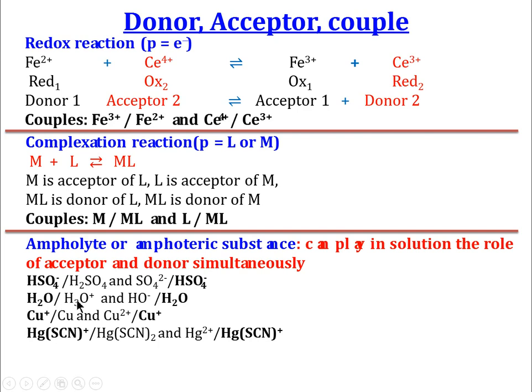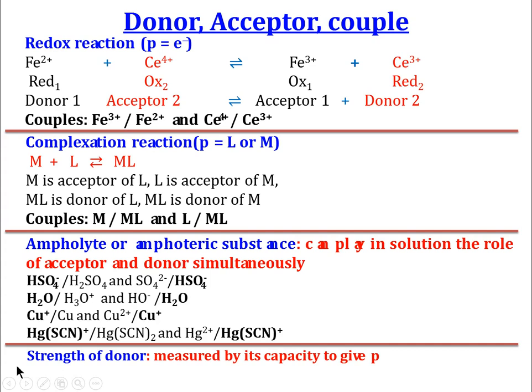Consider the two couples H3O+/H2O and H2O/HO-. H2O is acceptor of H+ from H3O+. In the first couple H2O is acceptor. In the second couple, H2O is donor. So H2O is acceptor in one couple and donor in another couple. So H2O is an ampholyte. And we will treat the ampholyte in the redox and also in the complexation. All will be discussed later in the corresponding chapters.